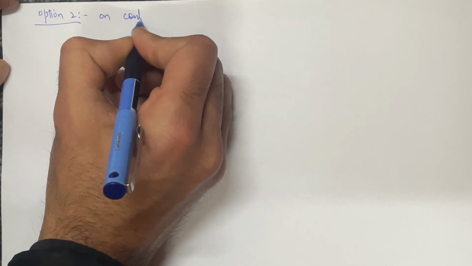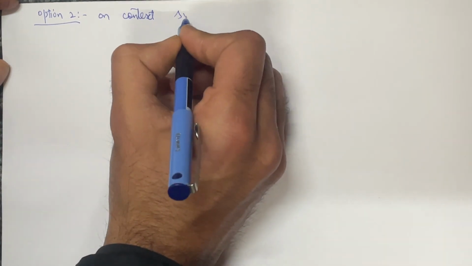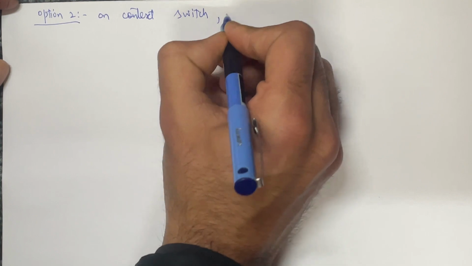So let's go to the second option. Option 2: on context switch, flush the TLB.